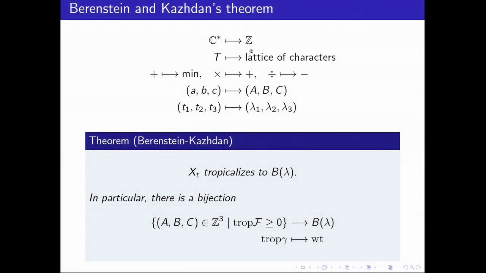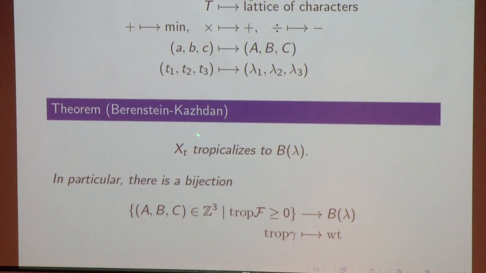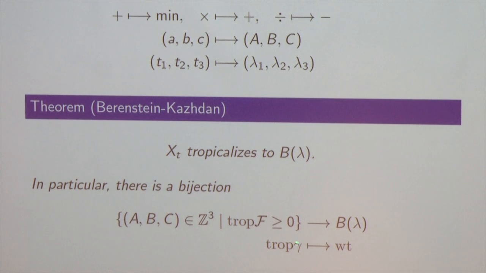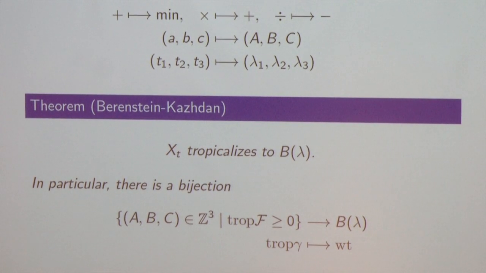Okay, so Berenstein and Kazhdan's theorem is that X_T tropicalizes to B(lambda). So this variety that I described tropicalizes to this graph. I'm not going to explain the whole of what this tropicalization functor does, but I'm going to explain one chunk of it: there's a bijection between this set and the crystal graph, which sends the tropicalization of the function gamma to the weight function of the crystal graph.